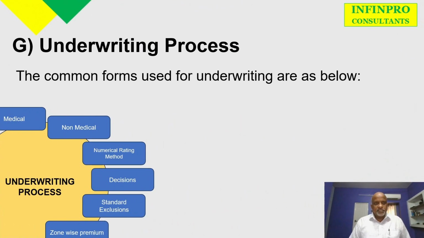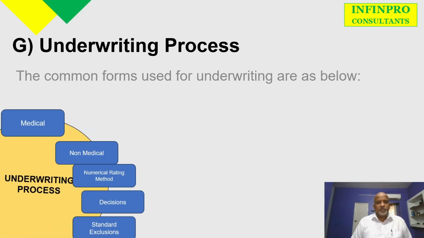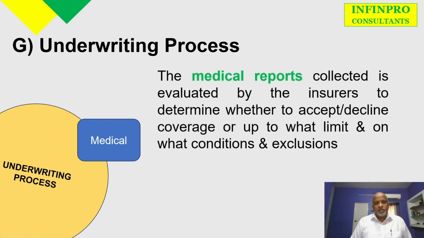In general, let's see the underwriting process. The common forms used for underwriting are medical, non-medical, numerical rating method, decisions, standard exclusions, or a zone-wise premium, which also exists and is followed by certain insurers. Let's see them one after the other.